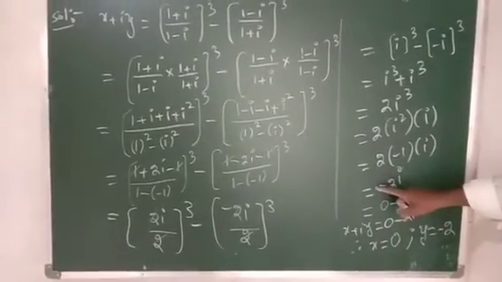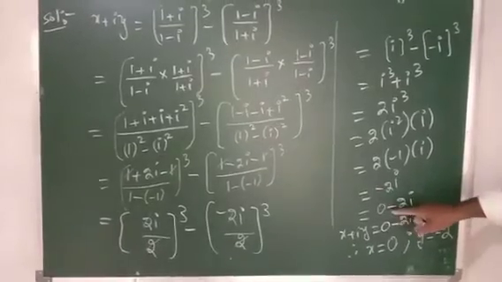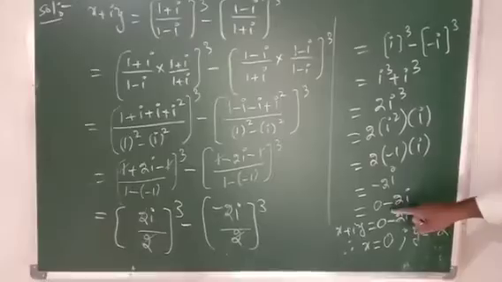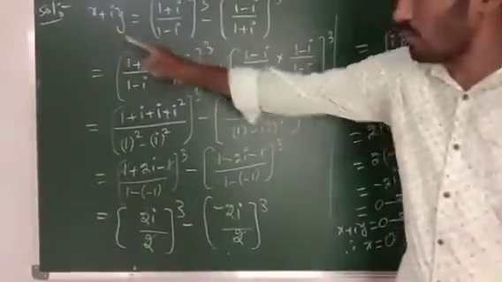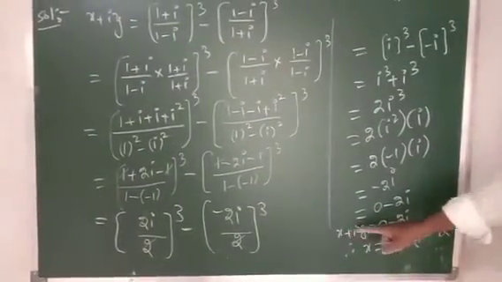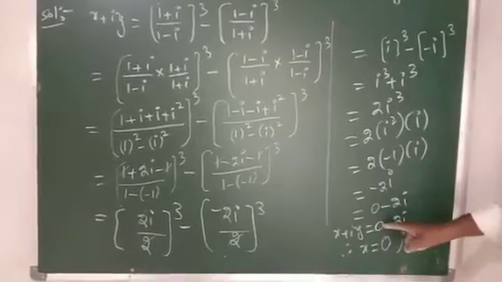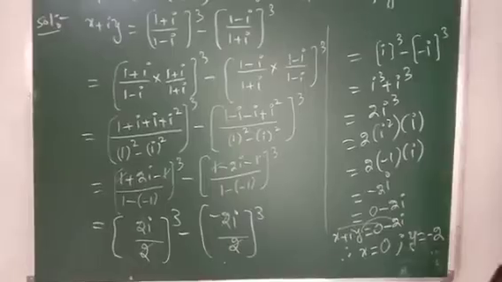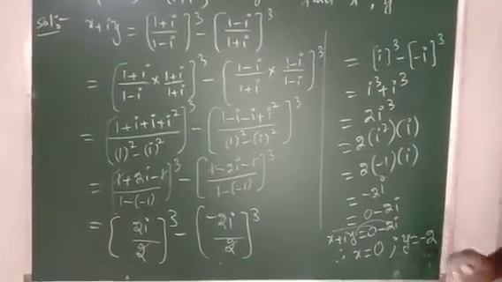So x plus iy equals minus 2i, so the real part is 0. I am writing here 0 minus 2i. Minus 2i can be written as 0 minus 2i, so it is of the form x plus iy. So I am equating the x and y terms. So x equals 0. x is the real part and y is the imaginary part. So x equals 0 and y equals minus 2.